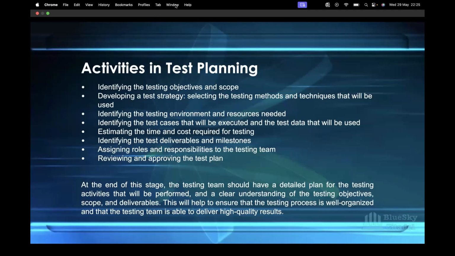And this test plan also helps prioritize testing activities based on risk and criticality. That's the essence of a test plan as well. It is assigning roles and responsibilities to the testing teams. If you have more than one tester, if you have other testers that are covering other kinds of testing, you have to have in your test plan what they will be doing. You assign the roles and the responsibilities to them. So like I said, it's a guide for the testing team. You review and approve the test plan. It has to be reviewed, and it has to be generally accepted by all the testing team after you have created a test plan. So at the end of this stage, the testing team should have a detailed plan for the testing activities that will be performed.